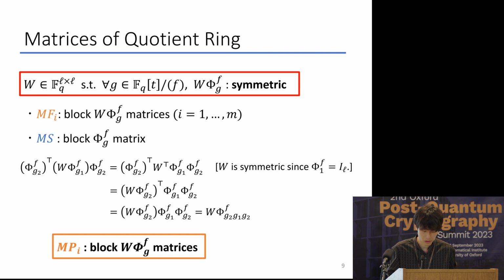To solve this problem, we introduce an l by l matrix W such that for any element G in the quotient ring, W phi_F(G) is symmetric. Then we set the secret key matrices M_Fi as block W phi matrices, that is, block matrices whose every component has the form W phi, and M_S as a block phi matrix. Through these transformations, the public key matrices M_Pi are block W phi matrices. So if there exists such a matrix W, then we can embed the phi structure into the public key matrices.